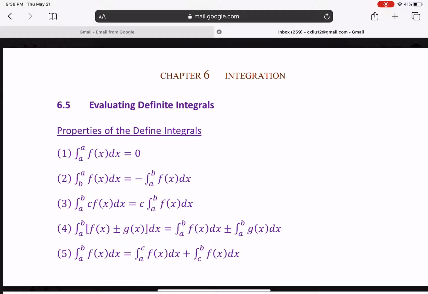That means when you find the area under the curve from a to b, you can always split the area into two, one from a to c and the other from c to b. So all of these properties can be easily understood based on the geometrical interpretation of definite integrals.